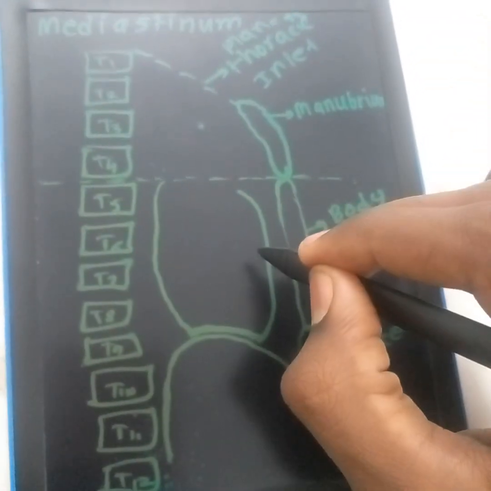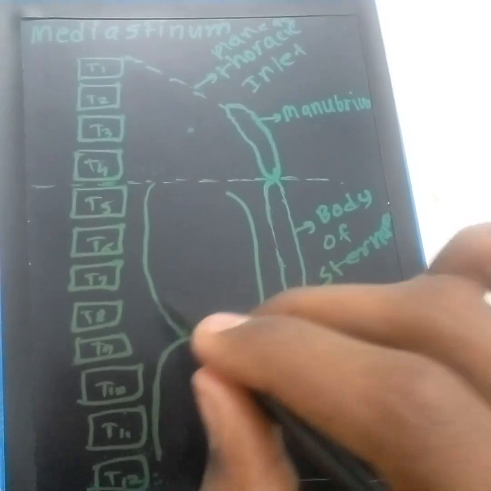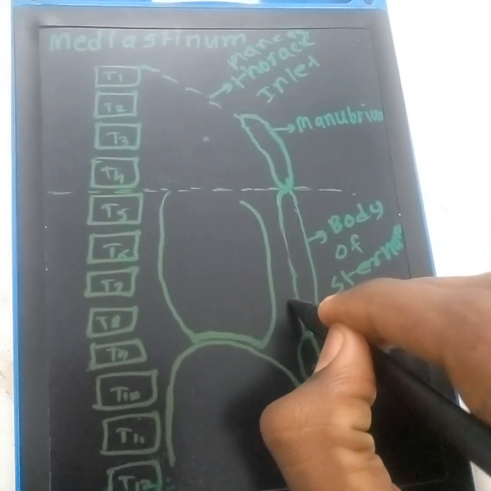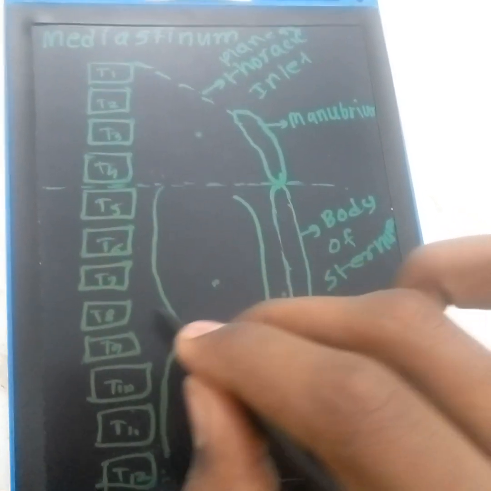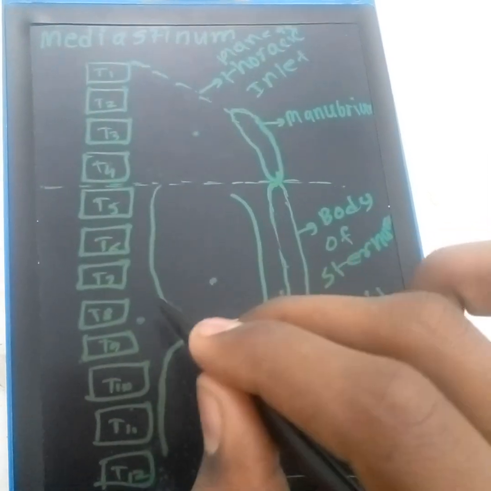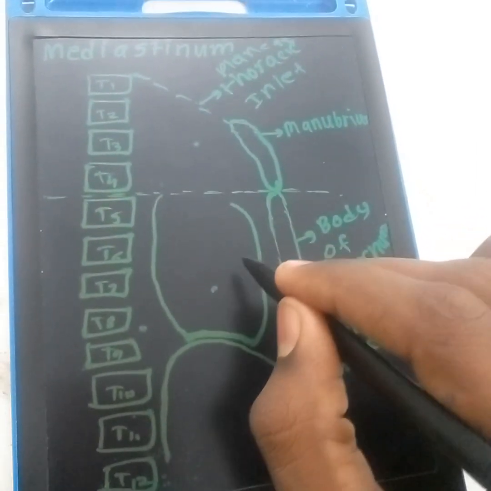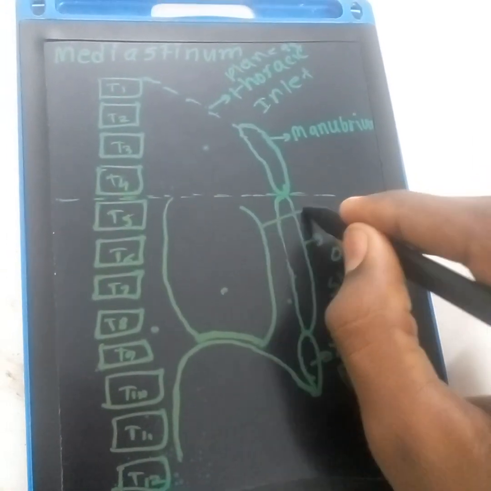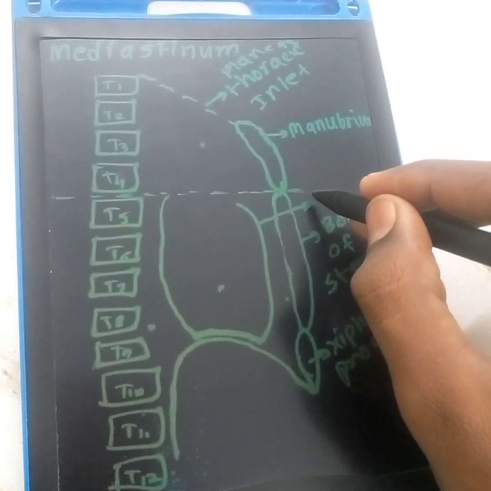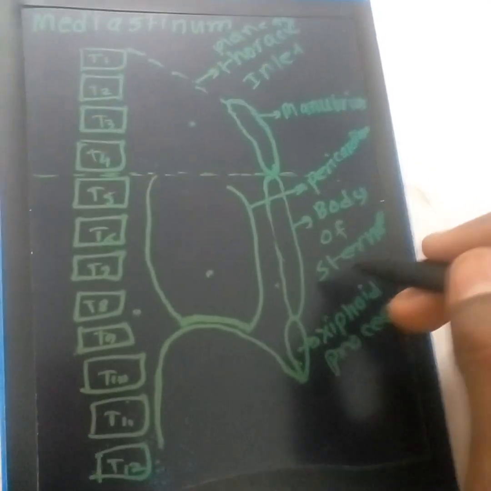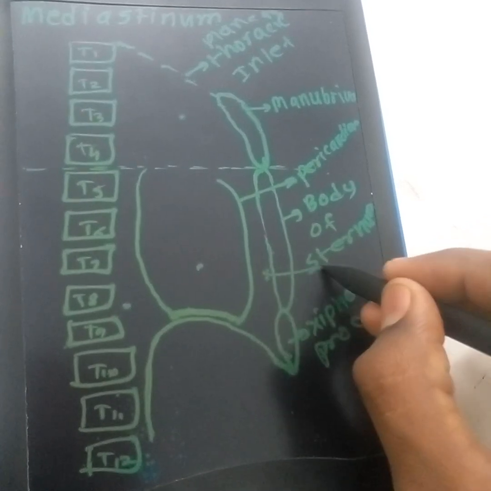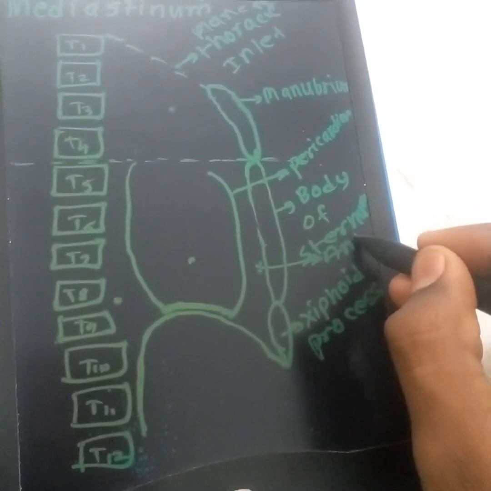This is the inferior mediastinum. The inferior mediastinum can be divided into three: the anterior, middle, as well as posterior mediastinum, and this is the pericardium. In between the pericardium there will be the mediastinum. This is the anterior mediastinum.